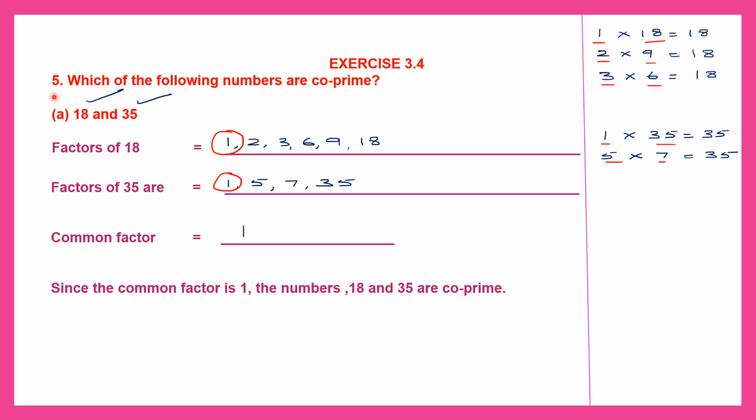So the main question is, which of the following numbers are co-prime? And we've been given many numbers. The first one is 18 and 35. So 18 and 35 are co-prime numbers we found out. Let's go on to the next one. Next one is 15 and 37. Are these co-prime? For this, the first thing we need to do is find the factors of these two numbers. So let's find the factors of 15.